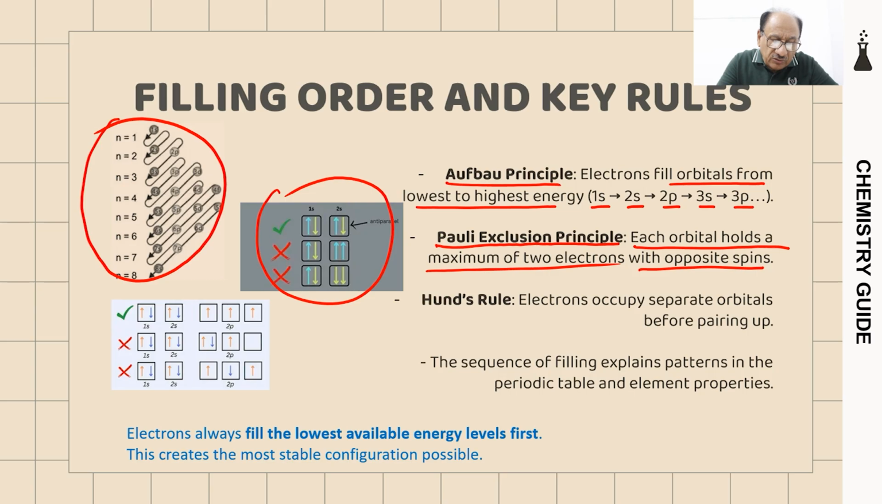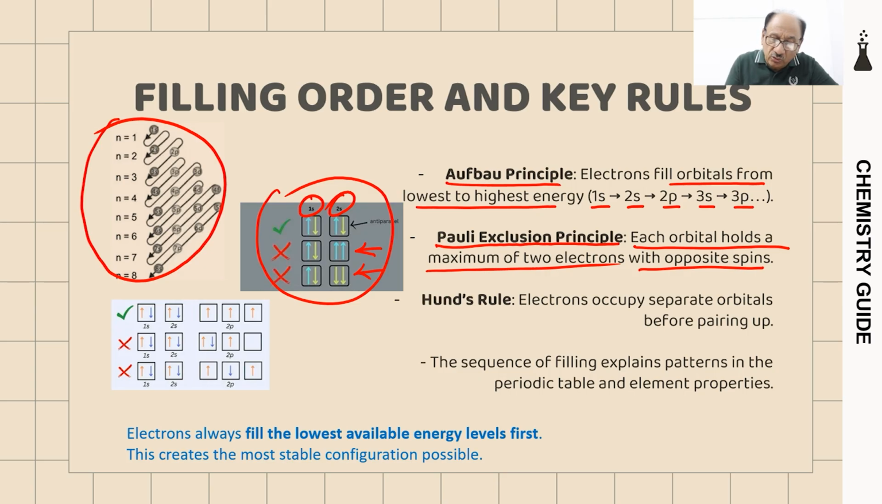The first one is correct because both have opposite spin. They are anti-parallel. In the 1s and 2s orbitals, we are showing each contains 2 electrons, but their spin is important. In this one it's wrong, and in this one the spin is also not correct. So these two are wrong, against the Pauli exclusion principle.